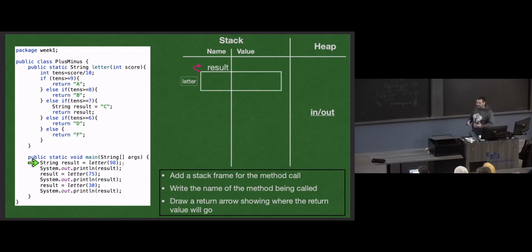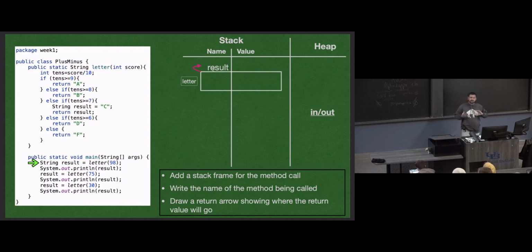When we're inside a stack frame, inside that method call, we only have access to the portion of the stack within that stack frame, which means we only have access to the variables inside that stack frame. Inside the stack frame, we can't access this variable result. Well, actually, it doesn't exist yet anyway, but we can't access anything outside that stack frame. We're going to put the name of the method being called, and then our return arrow to show where the return value of this stack frame is going to go.